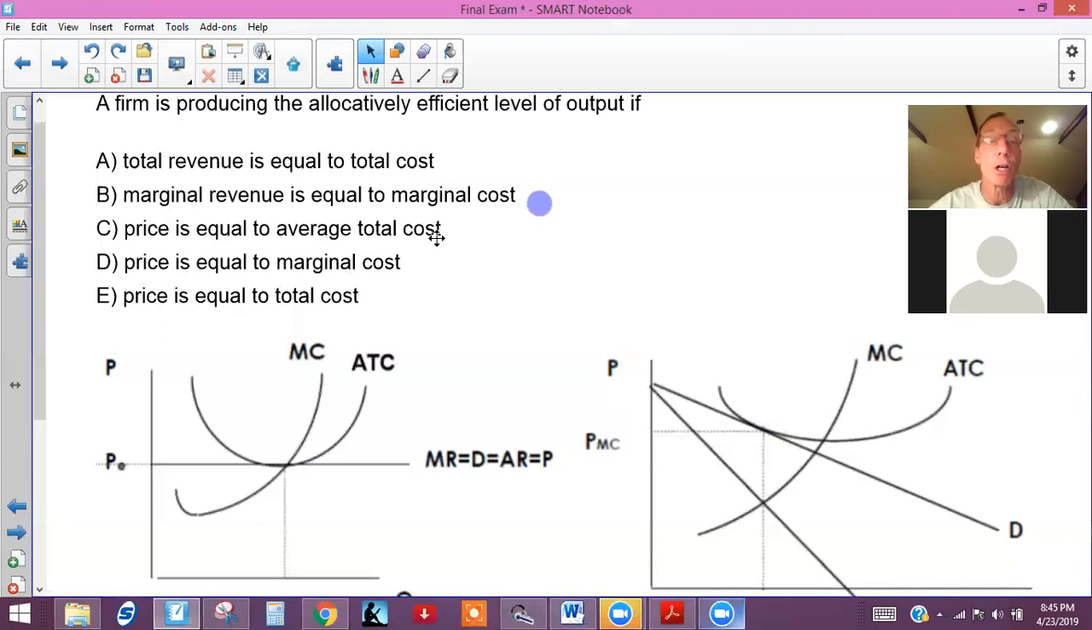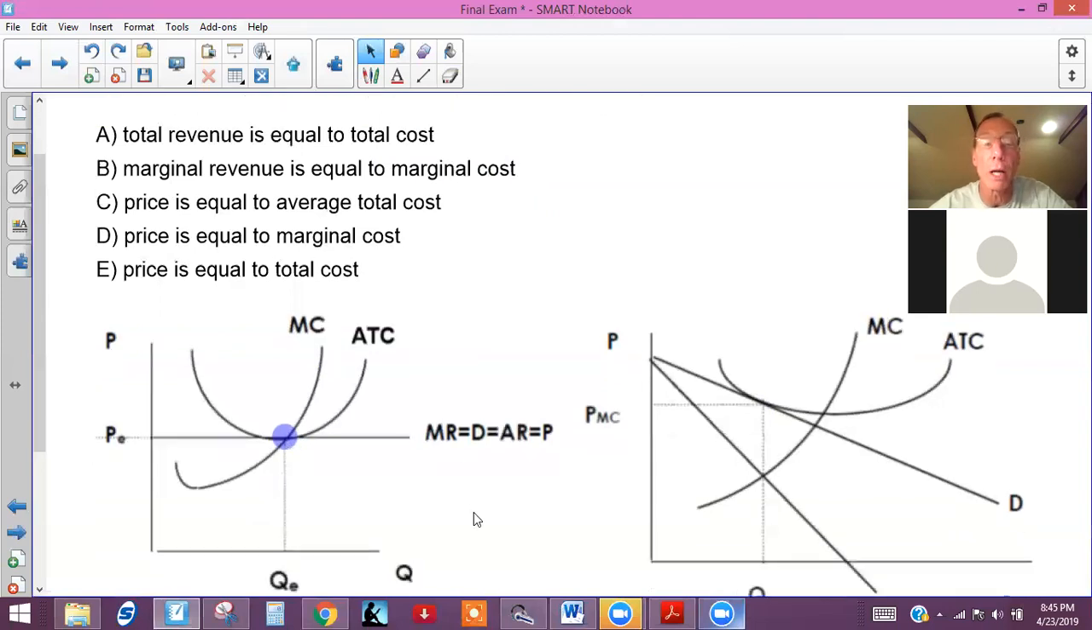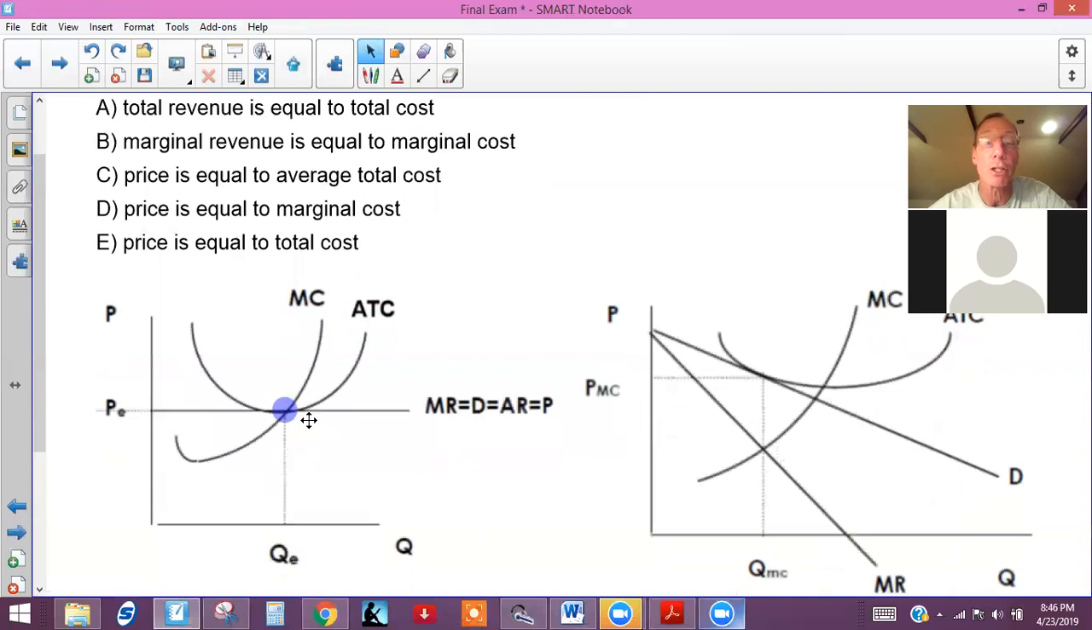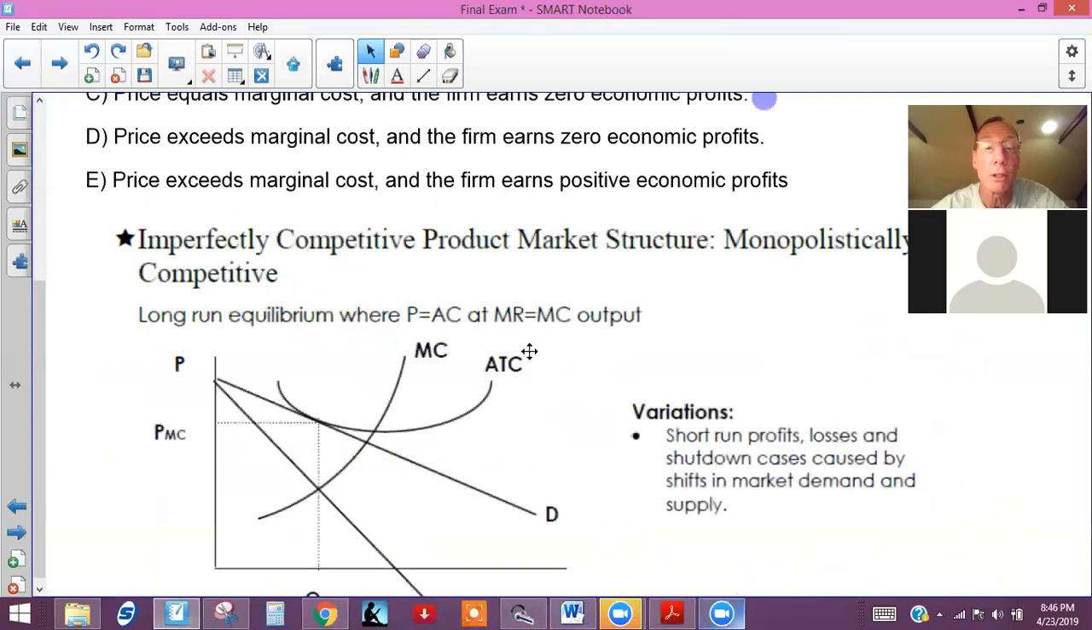Price equal to average total cost. Well, that's true only if the firm is in long run equilibrium. Then price is going to equal average total cost. But that's not always true. They could be earning a loss, right? They could be in a situation where they're still operating.